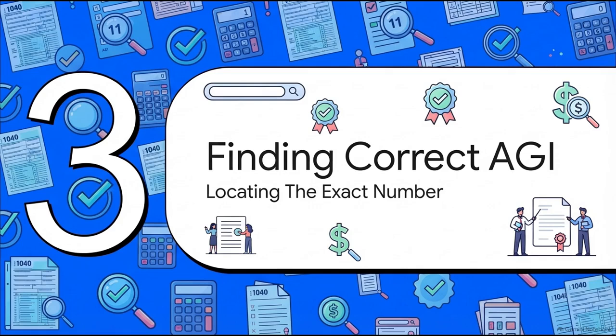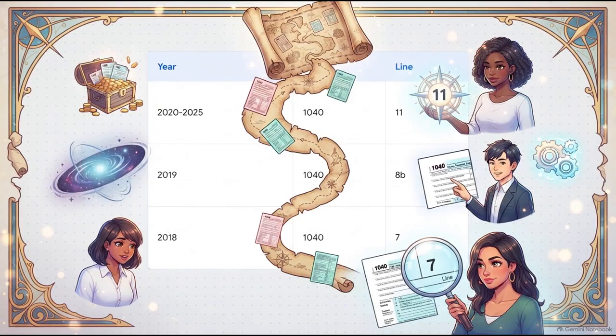Section 3, Finding your correct AGI. Now, what's really interesting about this is where you actually find this personal treasure map to locate the exact right number. You see, the IRS has redesigned Form 1040 a few times over the years. That means your AGI has moved around depending on which year's return you're looking at. If you're looking at a return from the 2020 through 2025 tax years, your AGI is found specifically on line 11. It's a single, unified number, so don't go hunting for a line 11A or 11B, just line 11. Now, if you happen to be pulling from a 2019 return, it was on line 8B, and way back in 2018, it was on line 7.